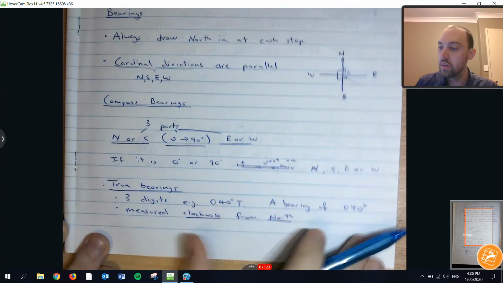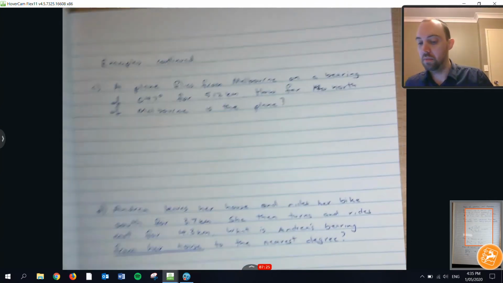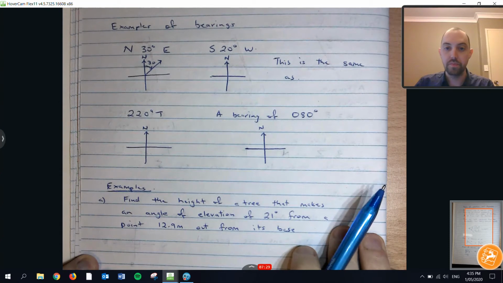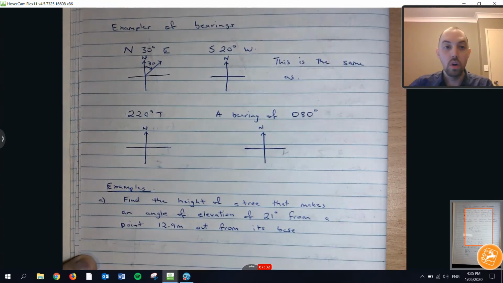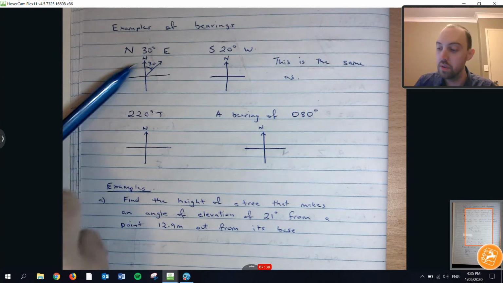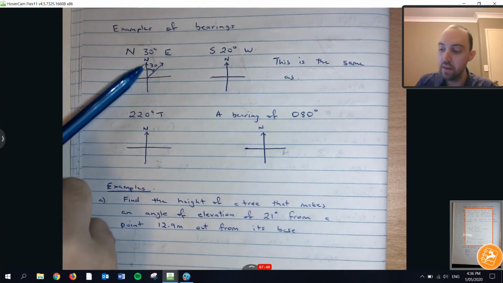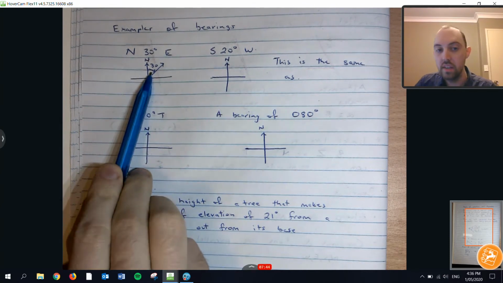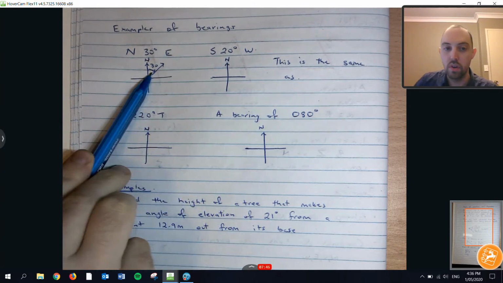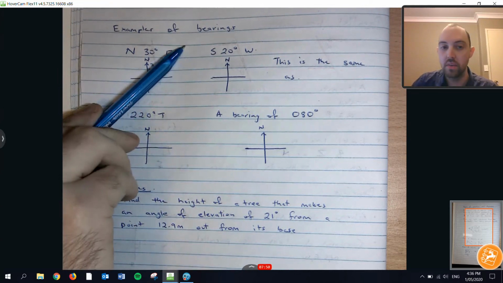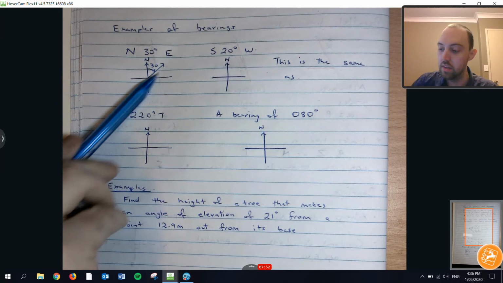Take a look at a couple of examples for our compass bearings. We have north 30 degrees east. So we've started at north and we've turned towards east, and we've turned 30 degrees and we'll start heading in that direction. That's the bearing.